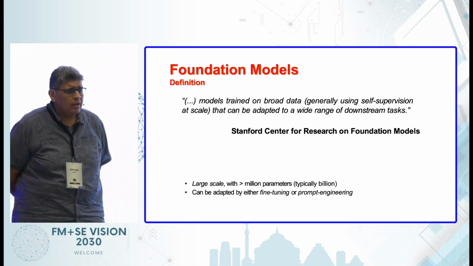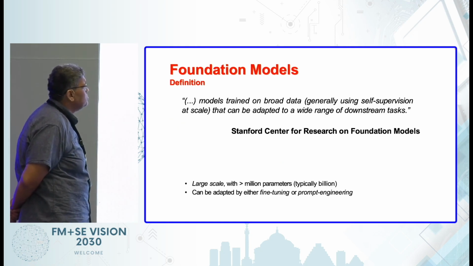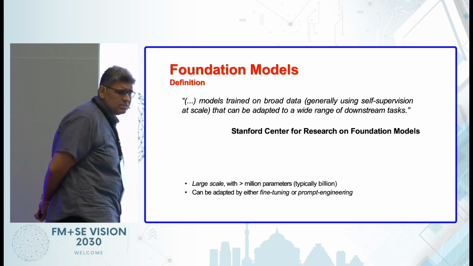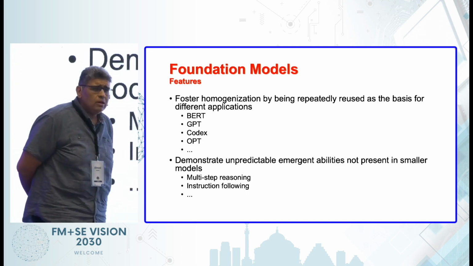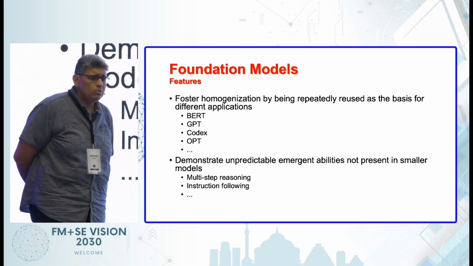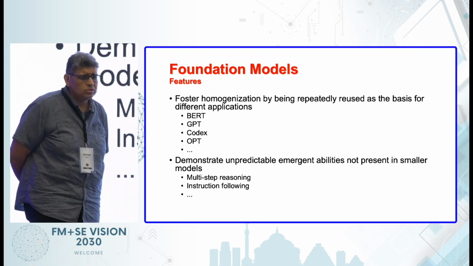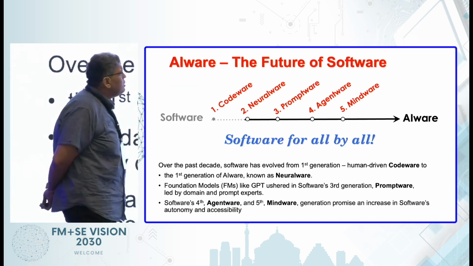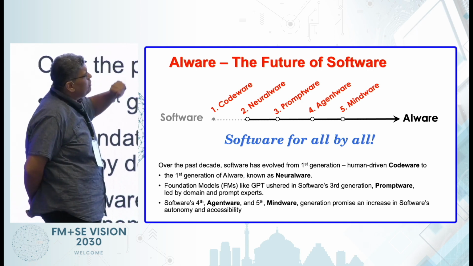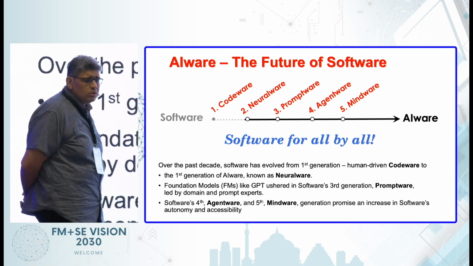So this is the standard definition. Foundational models are trained on broad data, generally using self-supervision at scale, and can be adapted to a wide range of downstream tasks. One of the key things about them, and what people are really excited about, is their emergent abilities: the ability to reason, the ability to follow instructions. And as I said earlier, we talked about this evolution going all the way from codeware to neuroware to promptware, agentware, and mindware. The question right now is that software engineering itself needs to be rethought with that in mind.